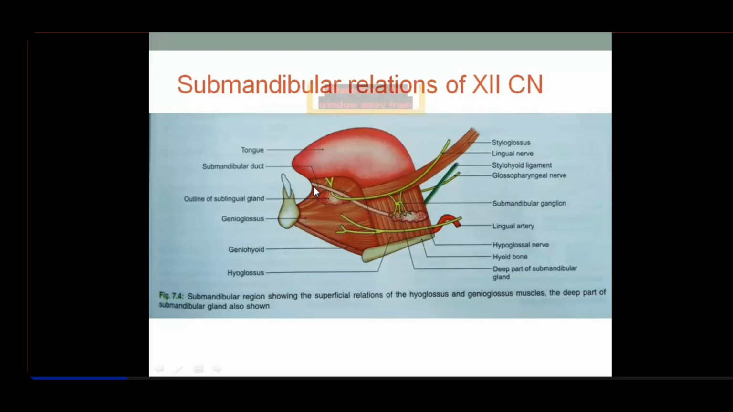The submandibular duct opens on the sublingual papilla. Now all this will be covered by a muscle called mylohyoid, right? And the superficial portion of this submandibular gland will be resting over the surface of mylohyoid. While this nerve, as I said, was running deeper to the hyoglossus, and this nerve is glossopharyngeal nerve. You can see it's going deep below the hyoglossus muscle.